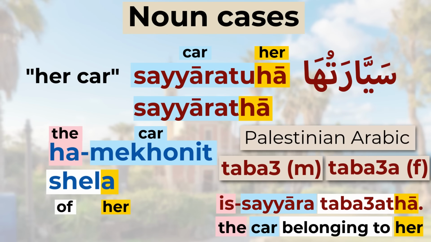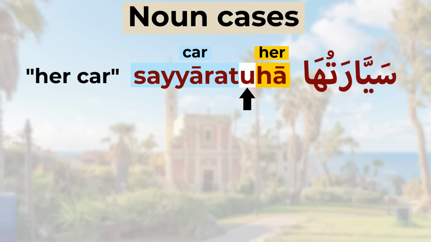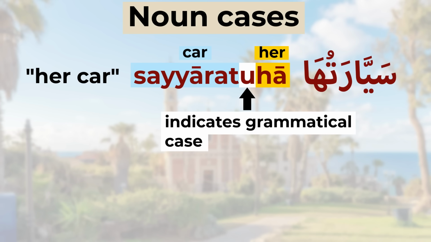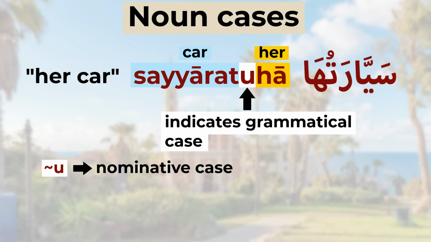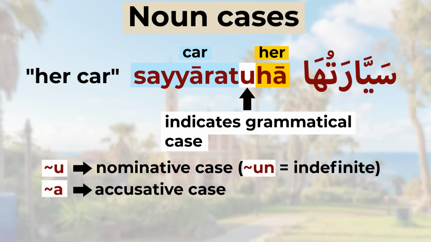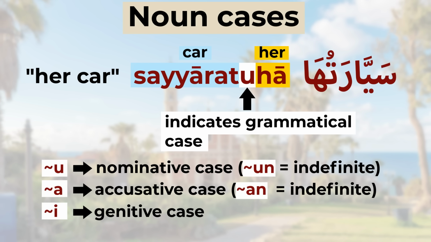Noun cases. Another thing to note about this word here, sayyaratuha, is this u vowel here, which indicates the grammatical case of the noun. The suffix u indicates nominative case, and un if it's indefinite. The suffix a indicates accusative case, n if it's indefinite, and the suffix e indicates genitive case, in if it's indefinite.